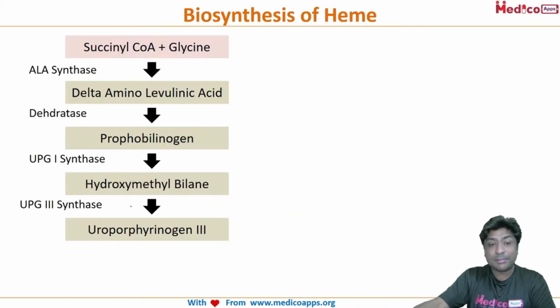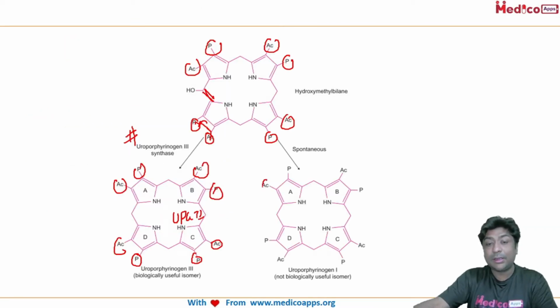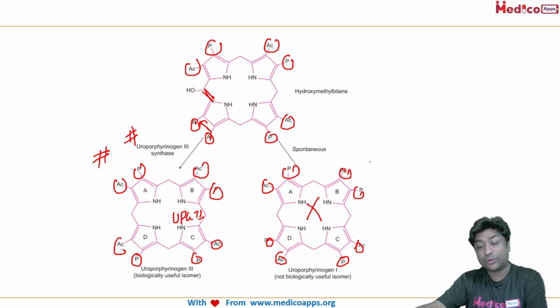Now imagine this enzyme is absent. Then hydroxymethylbilane spontaneously converts into UPG1. And what is UPG1? Again, UPG1 is nothing but A, P, A, P, A, P, and AP. But this isomer is not biologically useful. The UPG3 is biologically useful, UPG1 is not biologically useful.